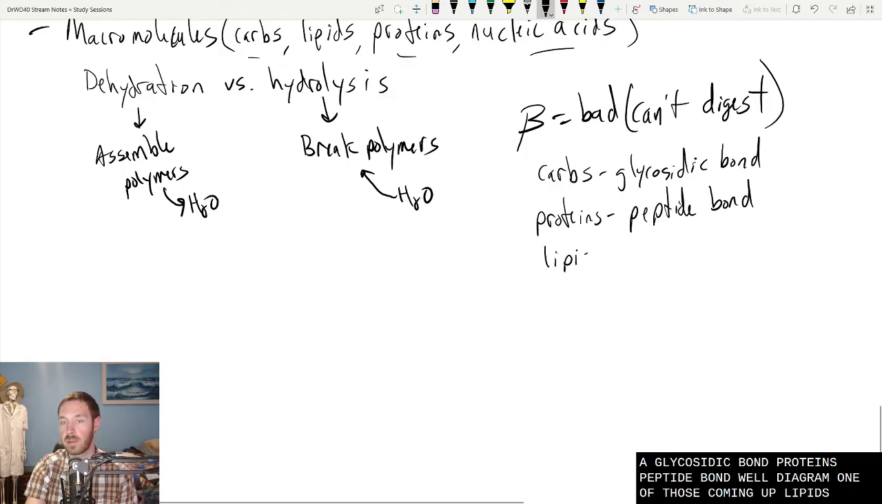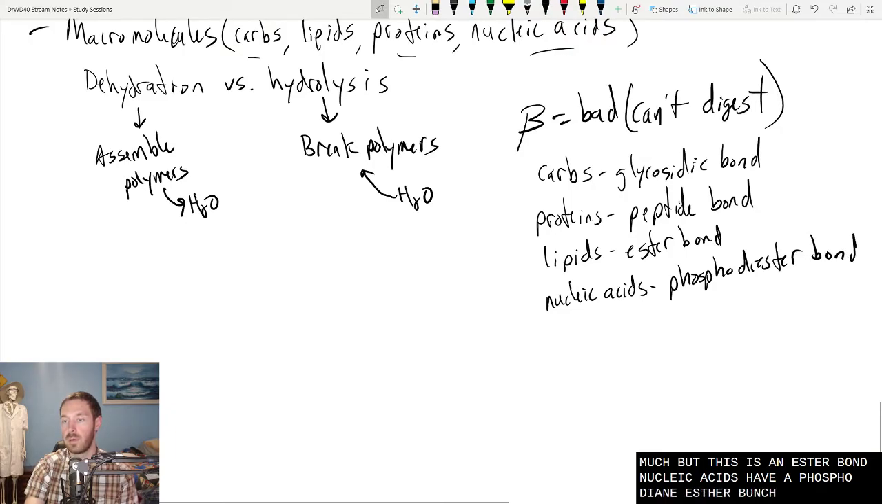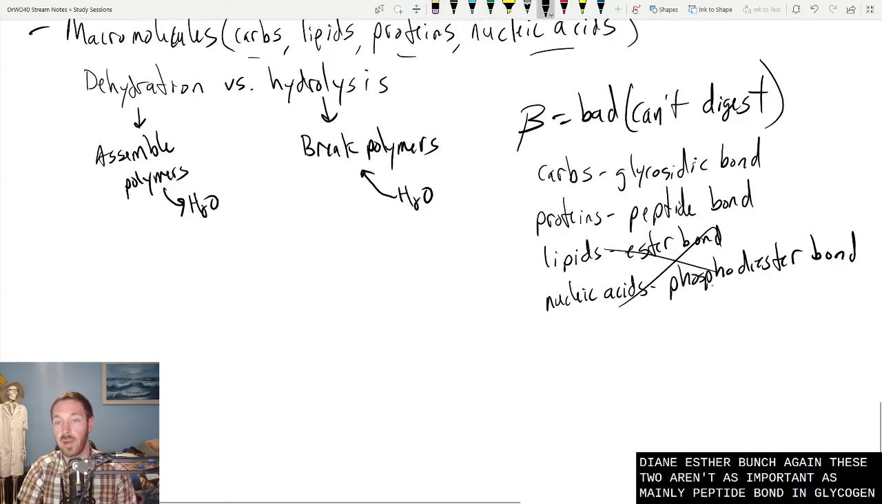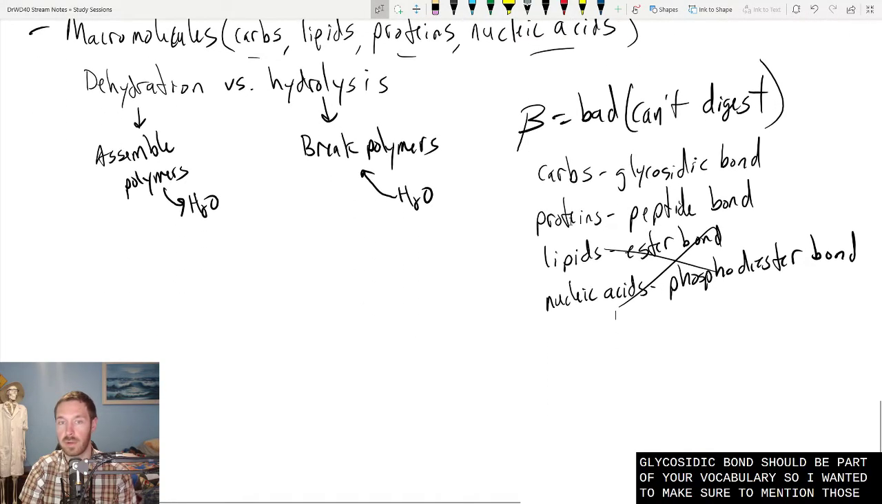Lipids, you don't have to worry about these two as much, but this is an ester bond. Nucleic acids have a phosphodiester bond. Again, these two aren't as important. It's mainly peptide bond and glycosidic bond that should be part of your vocabulary. So I wanted to make sure to mention those.